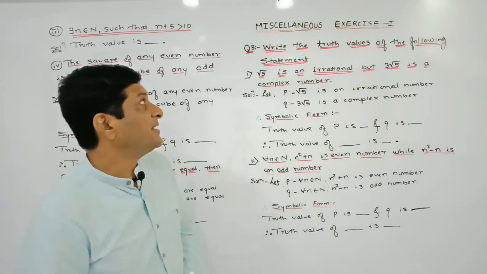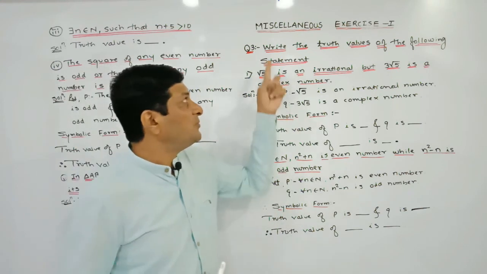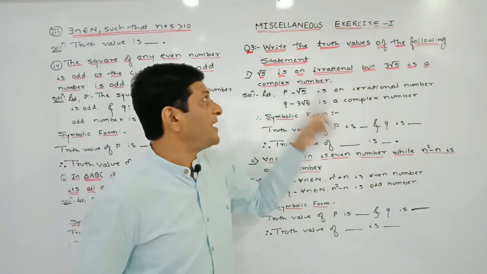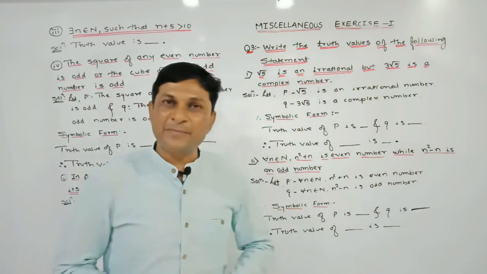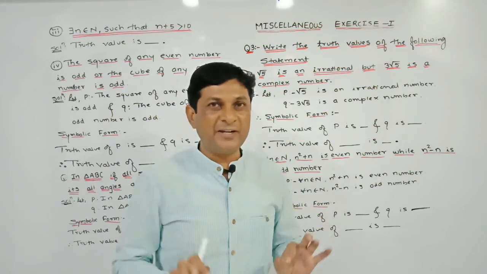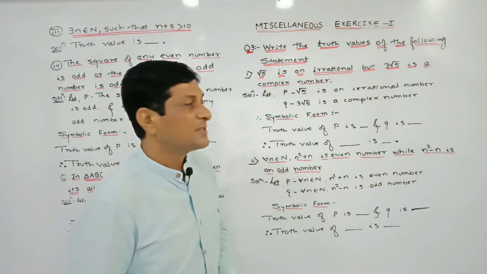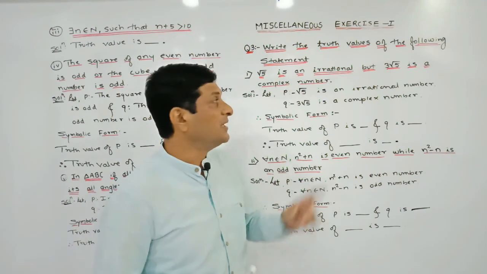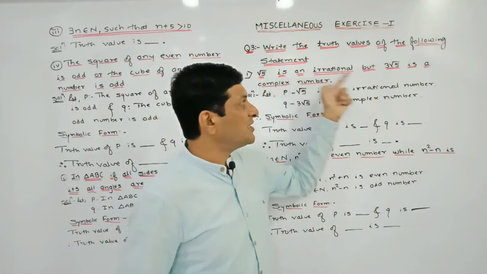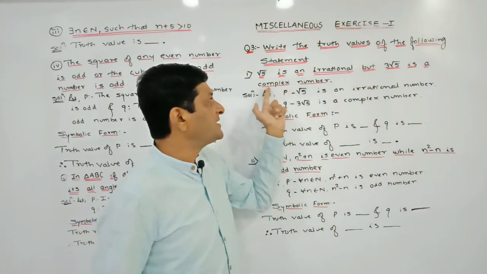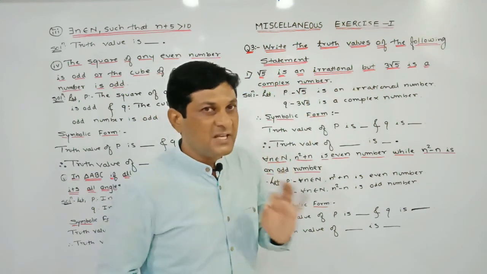Now see example number 3. In this example, we have to write down the truth value of the following statements. Some statements are given to us and we have to find out the truth value of the following statement. So let us consider the first example. Here, root 5 is an irrational number, but 3 root 5 is a complex number. So this is the given statement.